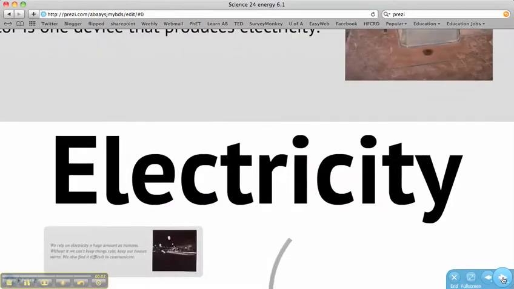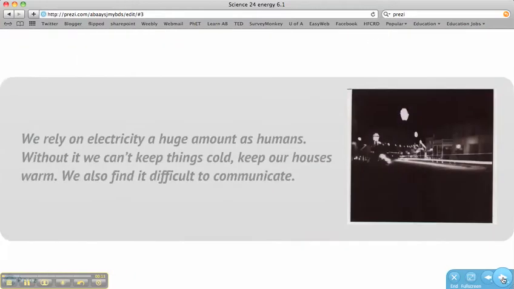Okay, so we're going to talk here about electricity. This is a form of energy, as we all know, so this is why we're talking about it in this unit. We rely on electricity a huge amount as humans. Without it, we can't keep things cold like in our refrigerator. We can also not keep our houses warm in the wintertime.